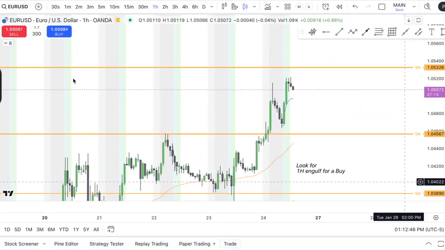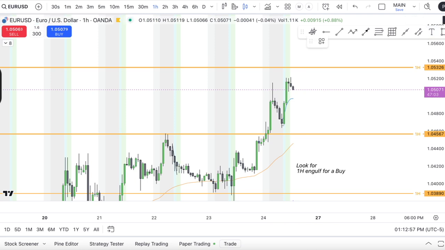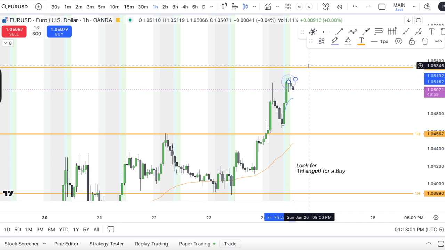Okay, so here we are on our 1-hour time frame for EUR USD. I hope that you've been practicing looking for 3-bar reversals, and we have one here that we can see. So I can get my circle tool and mark it here. We can see that it's starting to form.